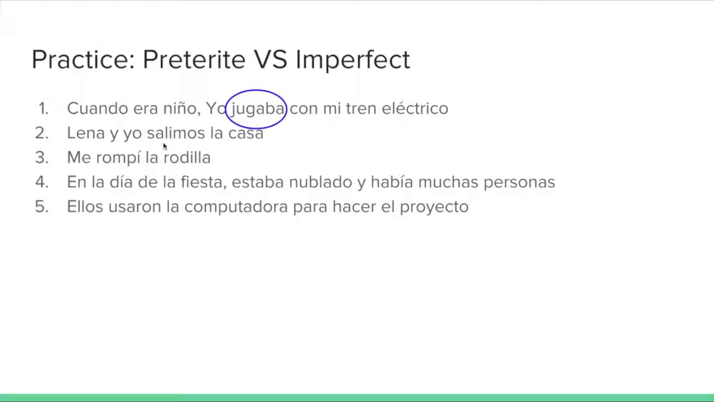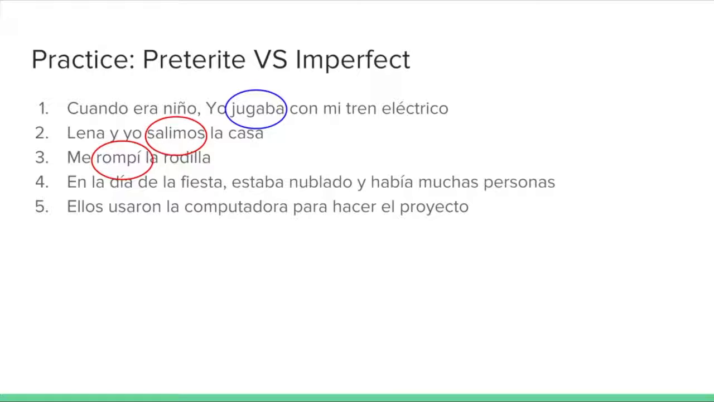The second sentence, "Lina y yo salimos de la casa." This is preterite, because "salimos" means that we left the house, and you know it's a specific action that occurred. The third sentence, "Me rompí la rodilla." I broke my knee. It'd be preterite. It's something that's specific, and it's not really describing anything. It's an action, breaking a knee.